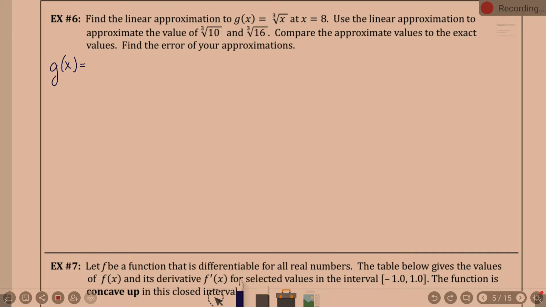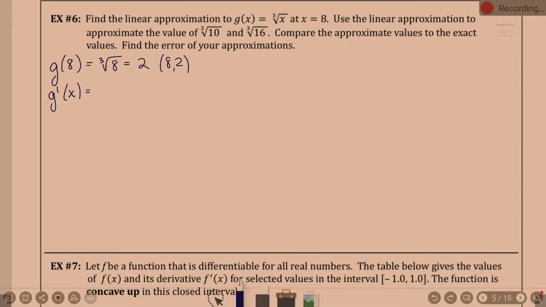Okay, so I wrote g of x, but really what I need to find is g of 8. So if we find g of 8, that is the cube root of 8, which is 2. So I know I'm going to have the ordered pair 8, 2.